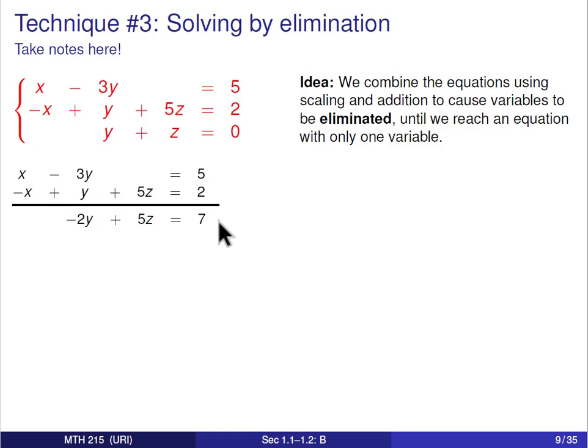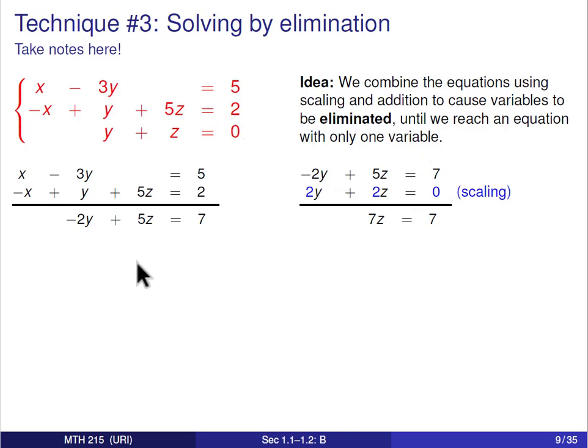Okay, now what we'll do though is we'll take the result, negative 2y plus 5z equals 7, and then we'll take the third equation. Both of these equations only involve y's and z's. So what I'm going to do is add them together, but adding y and minus 2y will not cause any variable to disappear. So before I add them, what I'll do is I'll take that y plus z equals 0, and I'll scale that equation by multiplying both sides by 2. So 2 times the quantity on the left gives me 2y plus 2z. 2 times 0 on the right gives us 0.